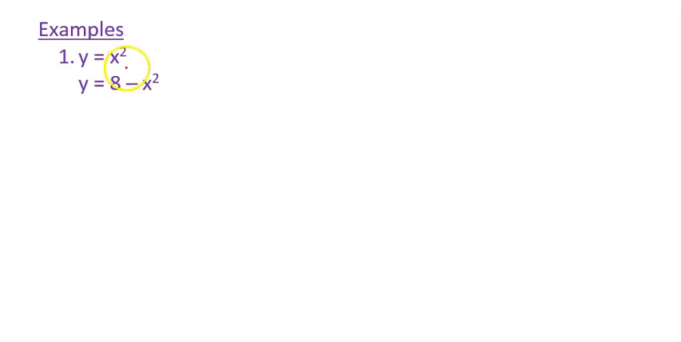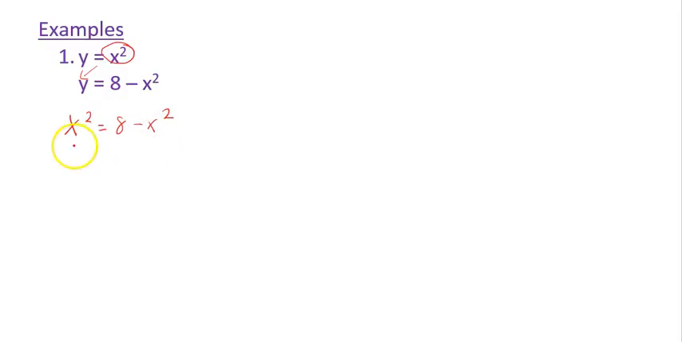Okay, so here's our first example. We have two parabolas, and like I said, we're going to use substitution. Since this is already solved for y, I don't have to do any work to begin with. I'm going to take this x squared and plug it in for that y. So that's going to give me x squared equals 8 minus x squared. And then I go about solving that.